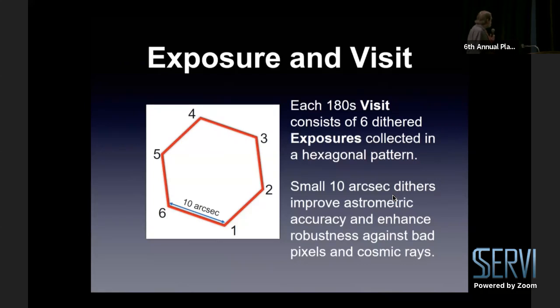The reason why we're doing the dithers is because that improves the astrometric accuracy and enhances our robustness against bad pixels and cosmic rays. That means that the image just looks better. And Rock Kutri, who's going to be after me, is going to go into some of the things we can do there. The visits are our main workhorse for getting our moving objects, our NEOs, but we have access to the exposures. So that means that we can go in and look for fast movers in that data.